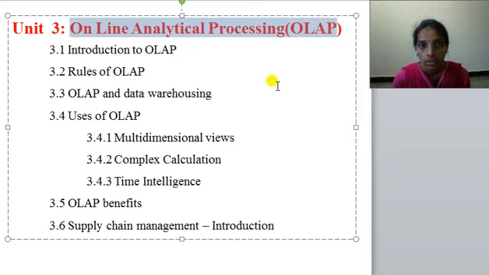So if an industry or business wants to take some decisions, at that time they use that data, they do an analysis on that data, and after analysis they take a future decision. To make a decision, the business or industry uses the OLAP technique. So in this unit we cover rules of OLAP, types of OLAP, as well as benefits of OLAP. All these points are covered in unit number 3.